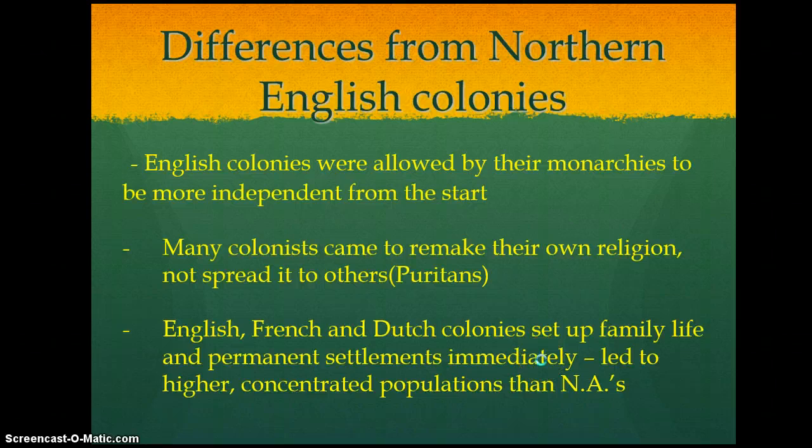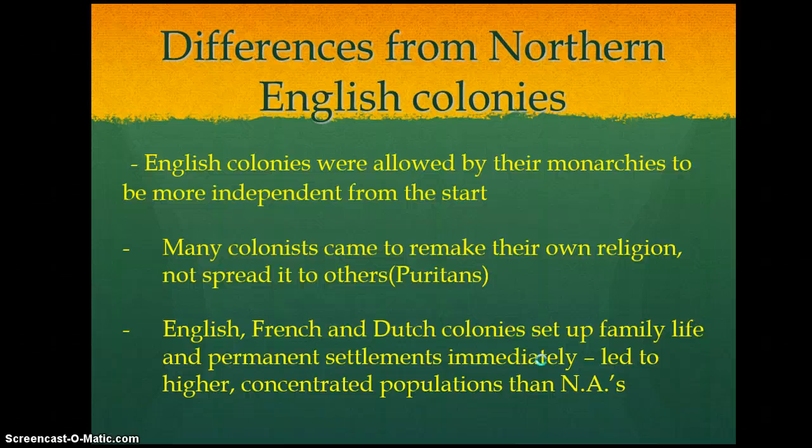So English colonies were allowed by their monarchies to be more independent from the start. Instead of, in the Spanish case, the expeditions being mostly military and being very top down and very strict in the way resources would be extracted, the English colonies were really given much more of a free hand to be independent in creating their own religious institutions and their own political institutions and their own sense of control of the colony, as long as they paid a certain amount to their respective crowns, and as long as they were able to create, you know, viable businesses.